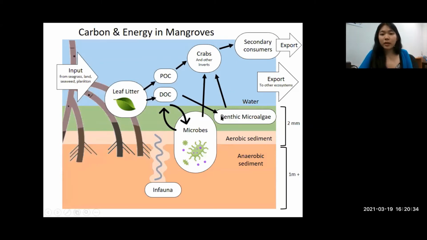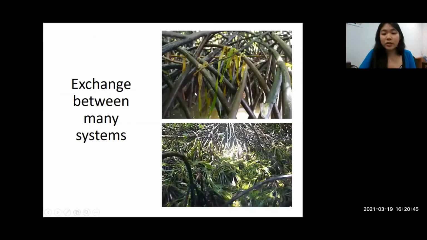There's also a lot of import and export. So some of this carbon gets eaten by animals and exported, like a bird leaves and takes that carbon away. But there's a lot of exchange. So here, this is a picture in southern Guam where you can see a ton of seagrass blades washed up among the roots of some mangroves. And those seagrass blades are decaying, and over time they might end up kind of settling into the mangrove sediment.